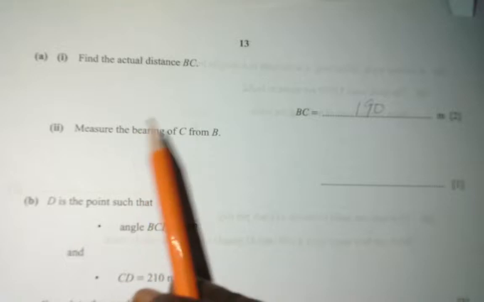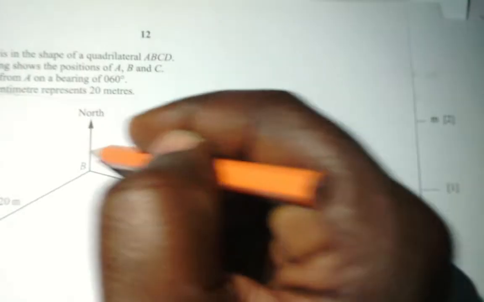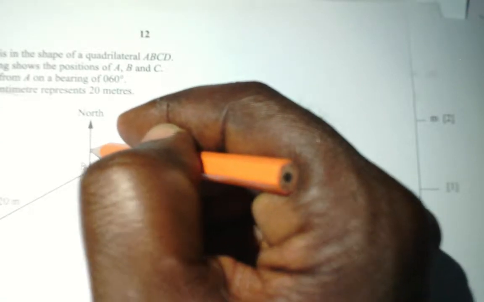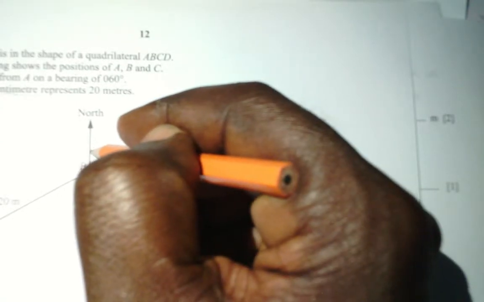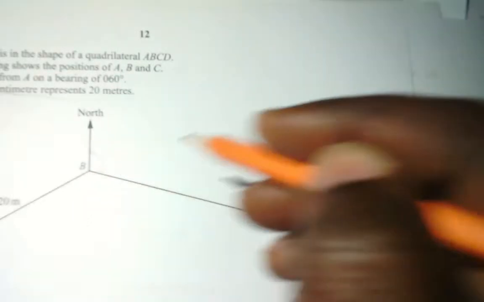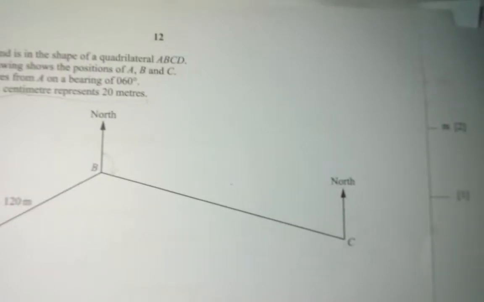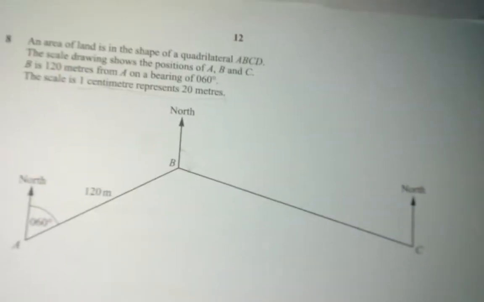Then question 2 says, measure the bearing of C from B. How can we get the bearing of C from B? Bearing of C from B is talking about this angle here. Remember, we measure bearing from north and then go in the clockwise direction. So this very angle here is the bearing of C from B. I hope that is what they asked us to do. C from B, yes.